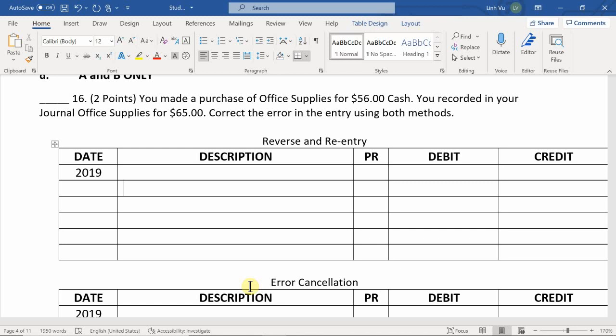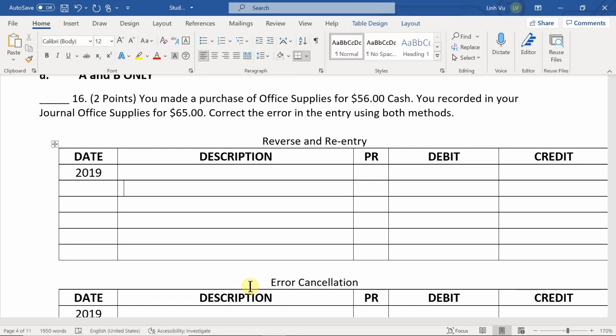So you buy the office supply. You buy for $56. You do the entry for $56. We bought it for 56, but I recorded it as 65. I'm not so sure. The other one is more easy. But this one, I don't know what I've done.